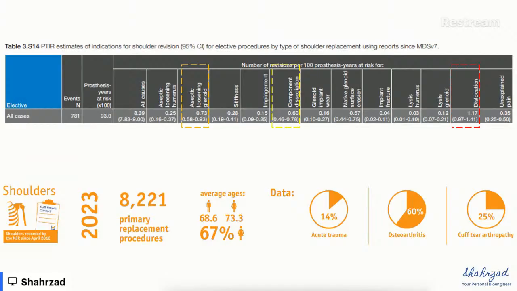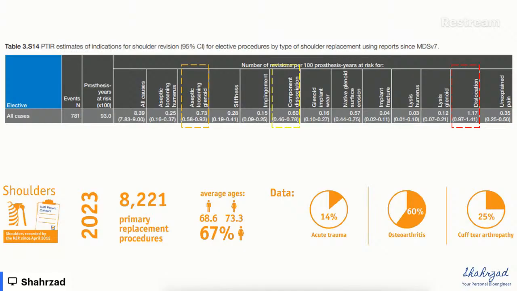So just so you're aware, loosening and dislocation, because dissociation is also components becoming dislocated relative to one another. So in a sense, dislocation and loosening would sum up the top 3 problems that can happen.